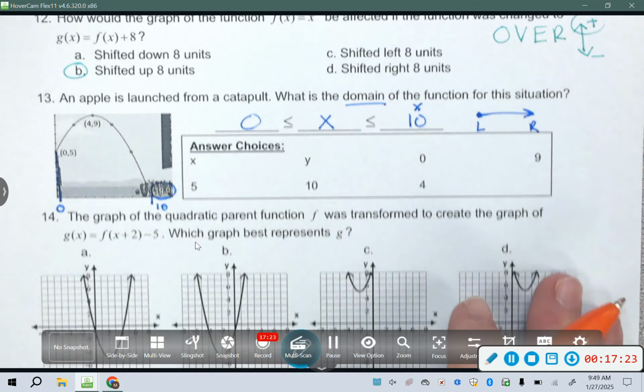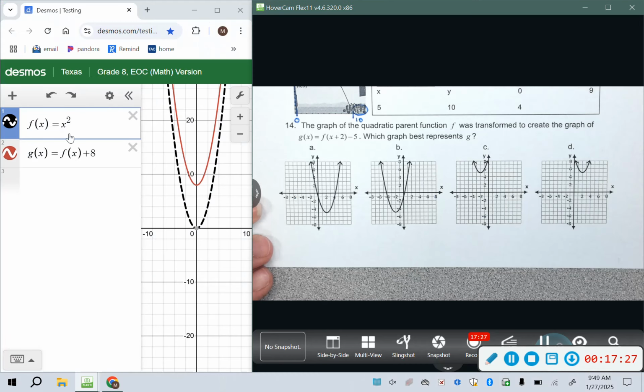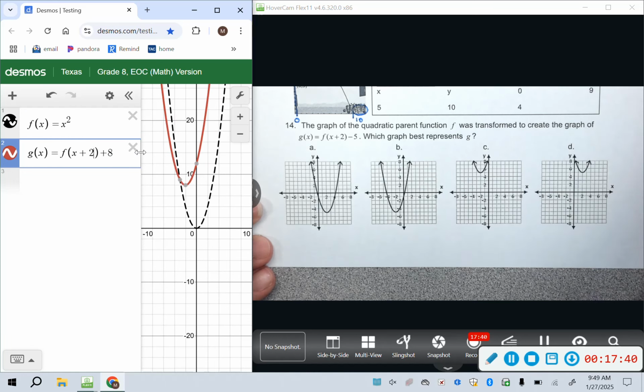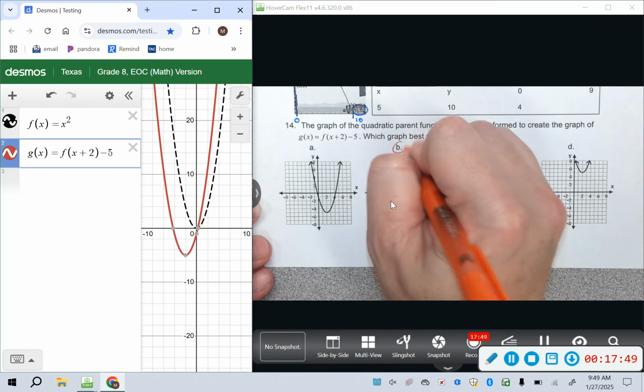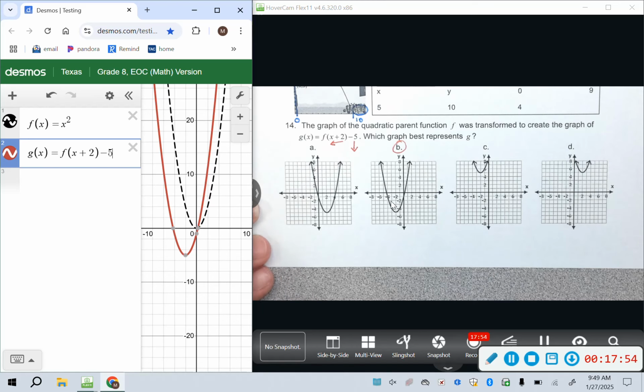Okay, number 14. So number 14 is another function notation problem. So I have to have my parent function. This is the graph of the quadratic parent function f. So you have to have f for your parent function here. So it says f, parentheses, this time it says plus 2 on the inside, and it says minus 5 on the outside. So it went left 2, down 5, which is B. So again, remember inside plus is to the left, and down is minus on the outside.